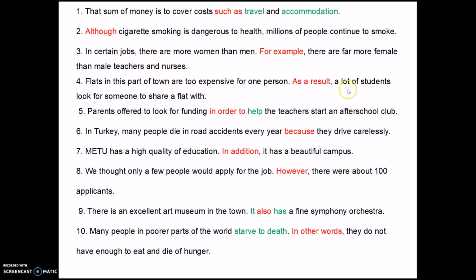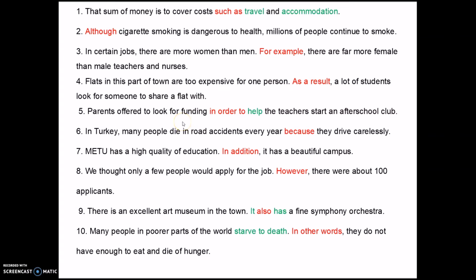In number 4, in the second sentence, we provide a result for the first one. Like it says flats in this part of town are too expensive for one person. So what happens when the flats are too expensive? A lot of students look for someone to share a flat with. So in the second sentence, we give the result. So we have to use as a result here.